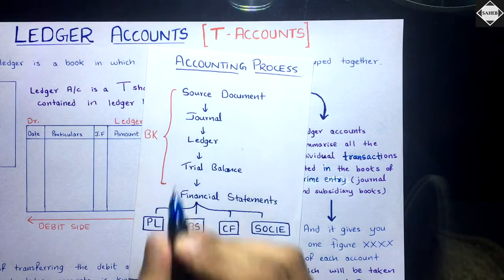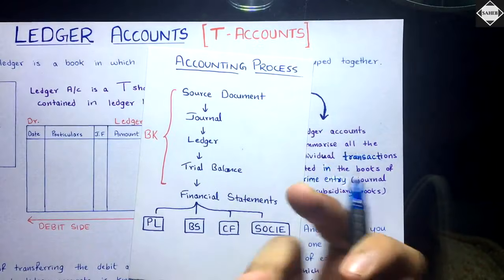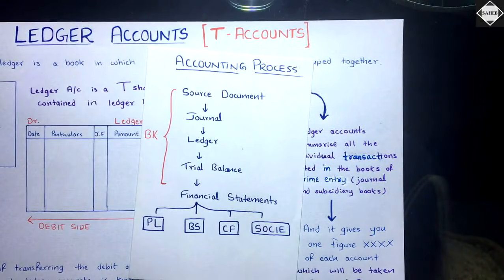That's why we prepared the ledger account. We can't go to the journal and keep on analyzing each and every time we need information. No, we can't do that. We will make use of the ledger, because in the ledger we'll have one balance. Pick that balance and tell it to your manager, or wherever the information is needed.